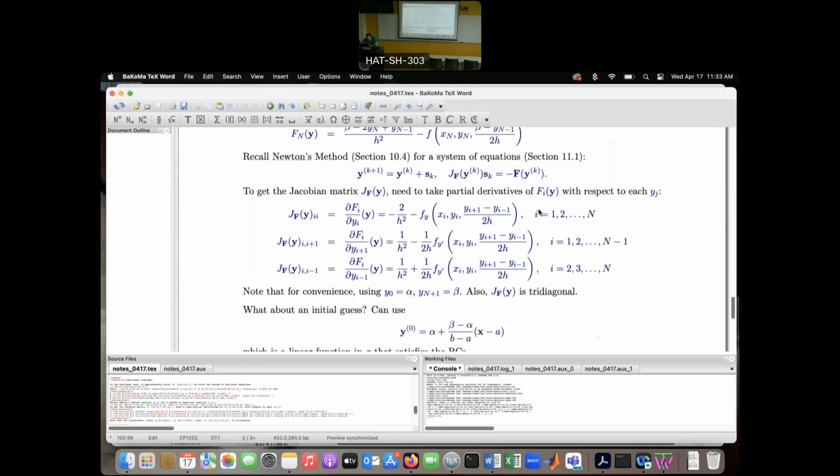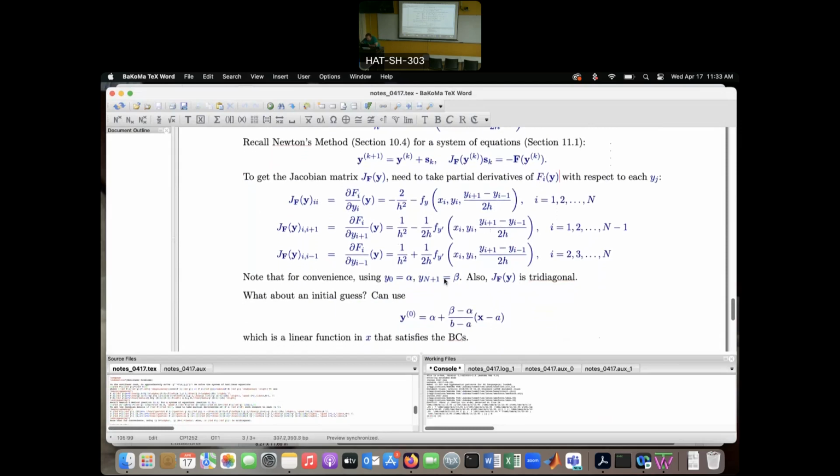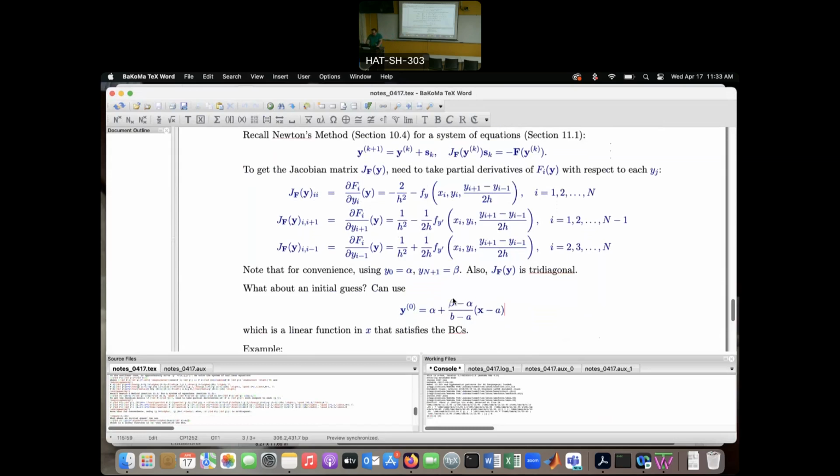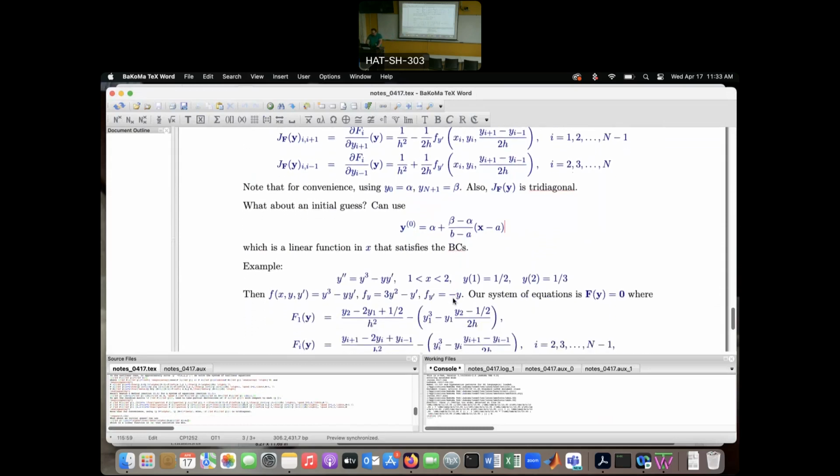We do need an initial guess. There are lots of choices here. Here's a very simple choice for y0. It's just a linear function, the line that connects the points (a, alpha) and (b, beta). So it's a linear function in x that satisfies the boundary conditions. So you can kick off Newton's method that way.